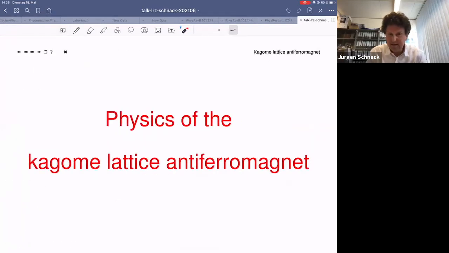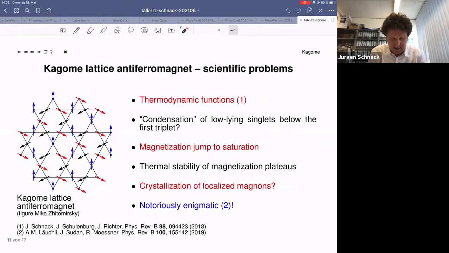Well, let me come to the physics of the kagome lattice antiferromagnet, because that's the reason why we do all these calculations. We want to understand how that system works, and that's not so easy for the kagome lattice. People call the kagome lattice antiferromagnet notoriously enigmatic, and that means it's very hard to get solid results on this system, and this not only concerns the ground state. We know, or we believe, or we have strong hints that it is a spin liquid, but there are variants of spin liquids, and it's not clear yet which applies.